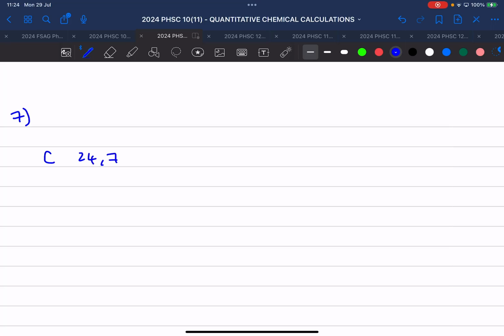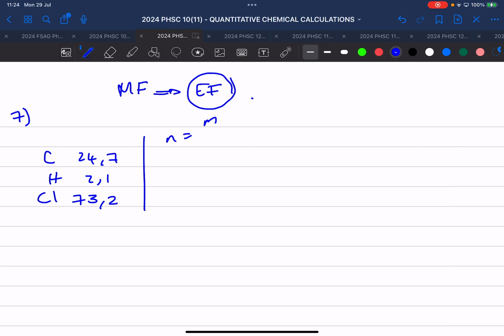Hydrogen, that's 2.1, and chlorine, that is 73.2. Then they ask for the molecular formula. But to get the molecular formula, you must first find the empirical formula. Always first. Okay? So for that, you're going to do the same thing that you just did. So it's 24.7 over 12, 2.1 over 1, 73.2 over 35.5.